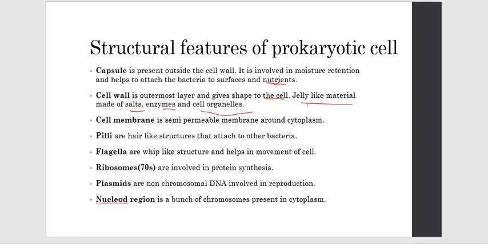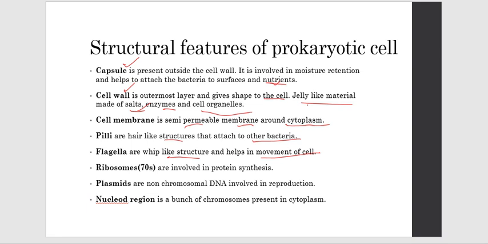Cell membrane. It is a semi-permeable membrane around the cytoplasm. First of all, there is a cell capsule in some bacteria, but not in all. But in all bacteria, the cell wall is present, then the cell membrane, then pili. Pili are hair-like structures that attach to other bacteria. They help one bacterium attach with another one. Flagella are whip-like structures and help in the movement of the cell, so that the cell can move from one place to another and can locate its food.